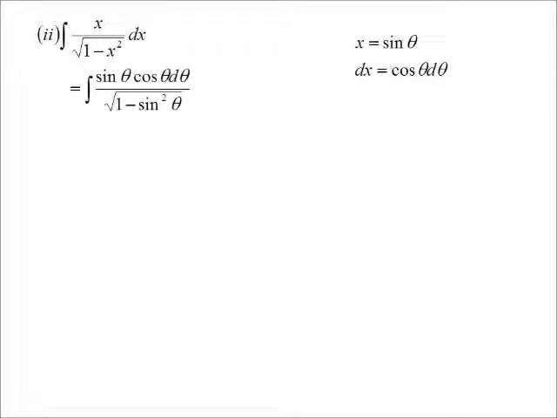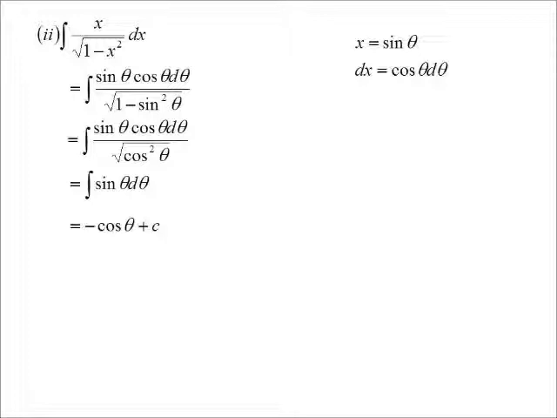x on the square root of 1 minus x squared. So I'll let x equals sine theta. dx will be cos theta d theta. Subbing in, I've got sine theta cos theta on the top. Square root of 1 minus sine squared, but 1 minus sine squared is, of course, cos squared. Square root of cos squared is cos, which will cancel with the cos on top, leaving me with sine. Integral of sine is minus cos.